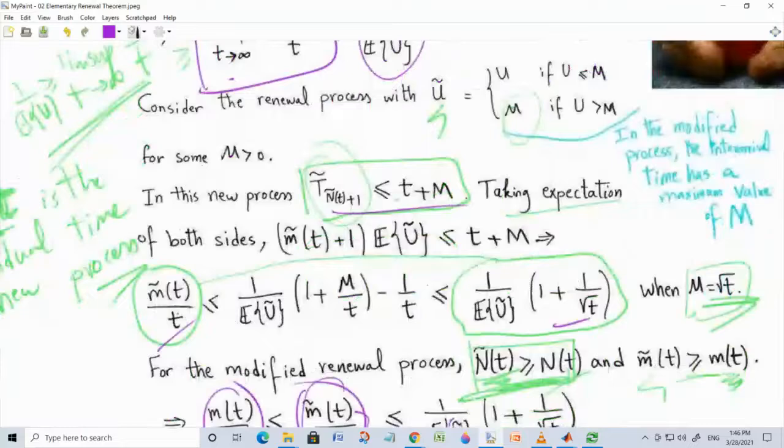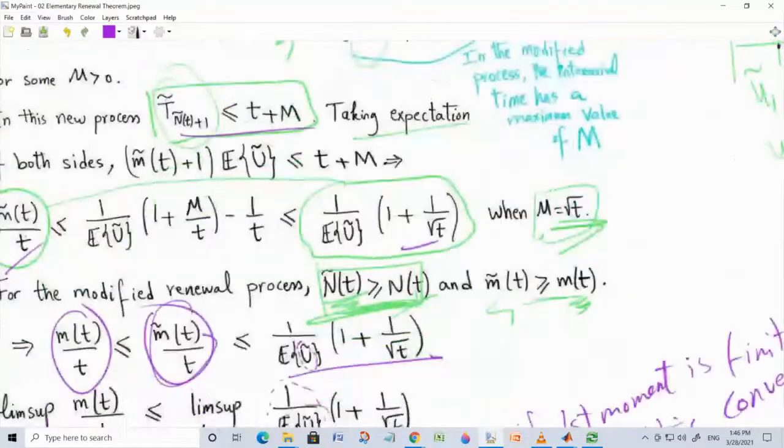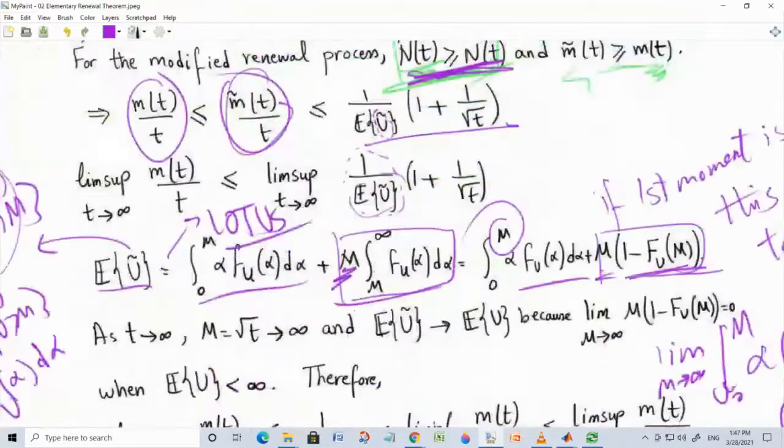And one thing here is that the modified process will always satisfy this inequality. So this is always true for any finite time instant t: N tilde of t is greater than or equal to N of t. Okay, and so we are done.